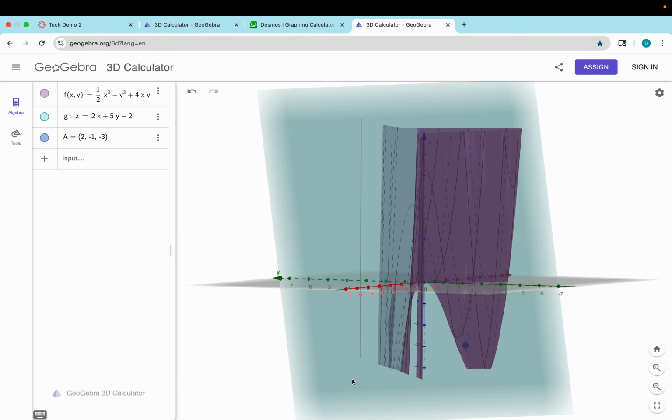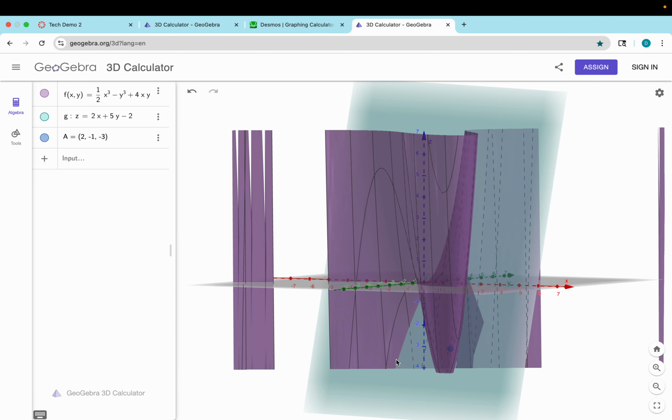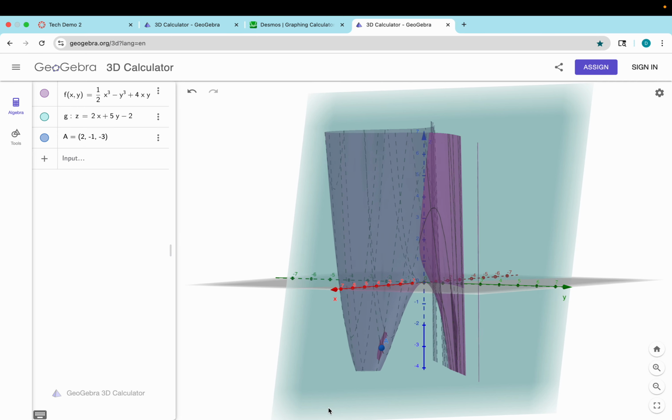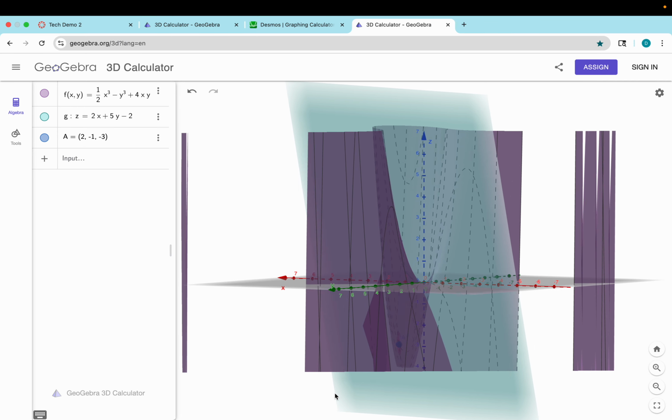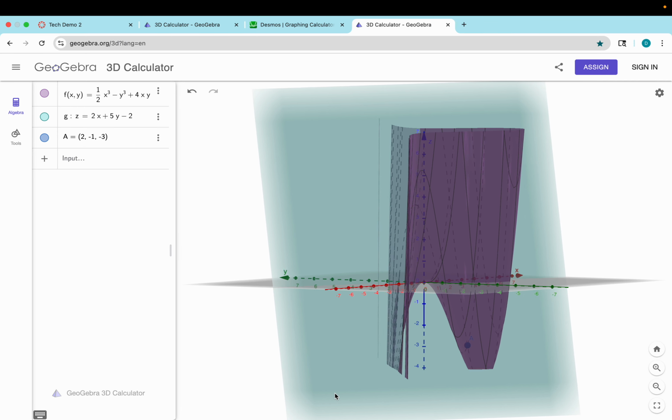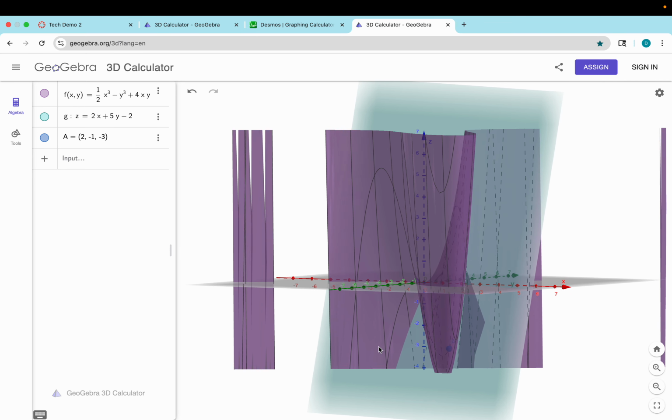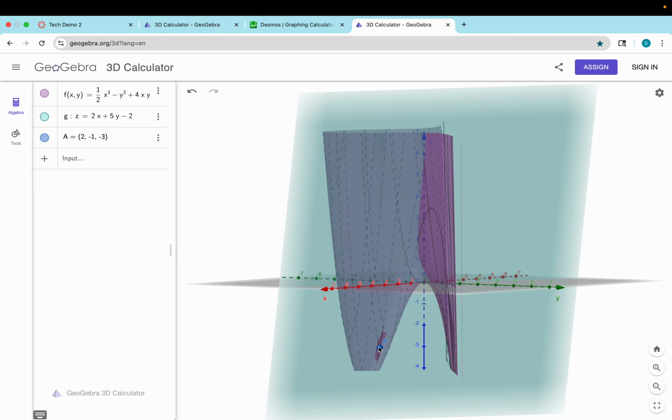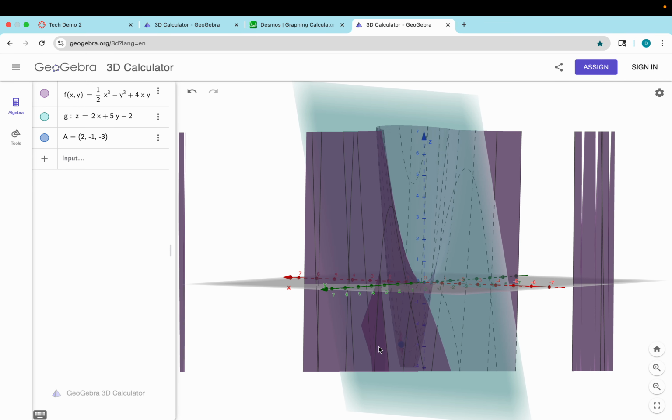As I rotate the 3D view, notice how the plane barely intersects the surface beyond point A. That visual reinforces that the plane and the surface are only touching at one location, not intersecting broadly.